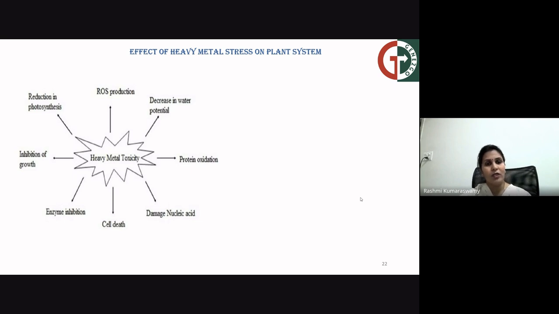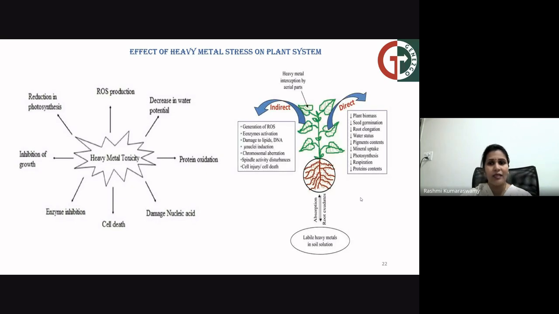So here also there will be reactive oxygen species production, there will be a decrease in water potential, protein oxidation, and there will be cell death because of a lot of effects on metabolic and physiological activities, and these are some of the direct and indirect effects of heavy metal stress on the plants.